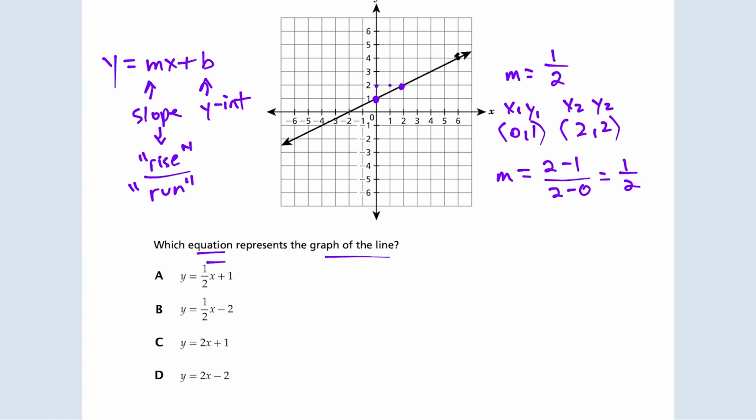And just know I could pick any two points that I want. Let's say you wanted to pick this point and this point out here. These are incredibly far away, but if you found the slope between those two points, it would also equal 1/2. And now the b value is the y-intercept.